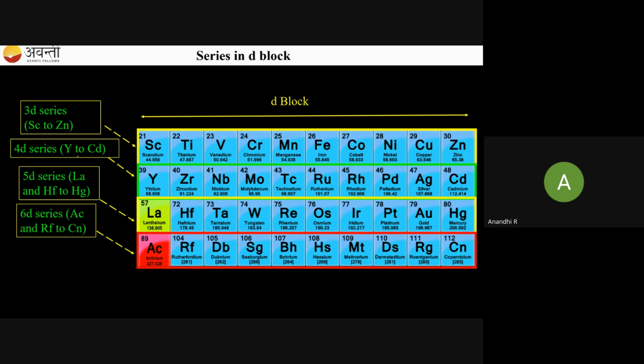4D is from yttrium to cadmium. 5D starts with lanthanum and it ends at mercury. And the 6D series starts from actinium and it goes up to copernicium.